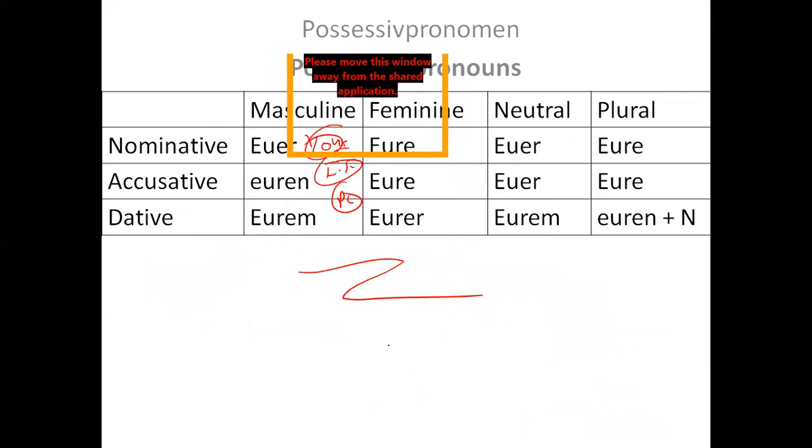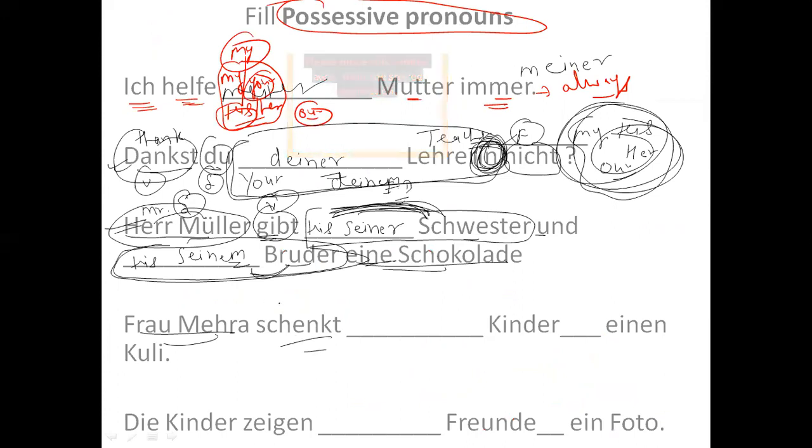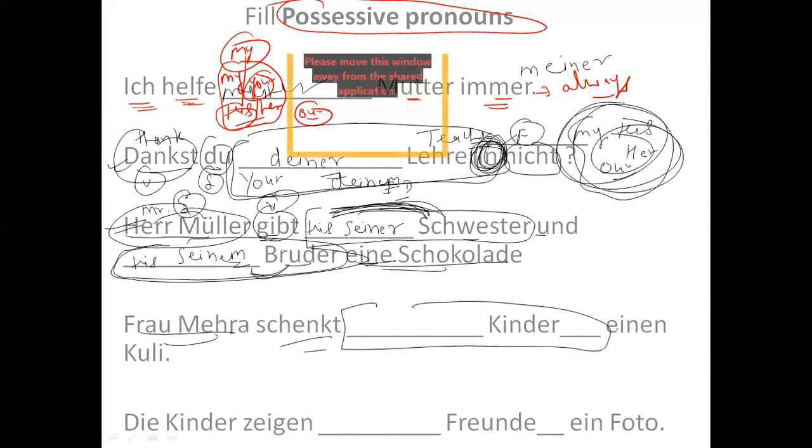All right, let's discuss the next sentence. It says Frau Mehra. Frau Mehra is female. Frau Mehra schenkt. Schenkt is gifts. Frau Mehra will gift Kinder einen Kuli. Kuli is pen. Kinder is children, right? Mrs. Mehra gifts her children a pen, right?